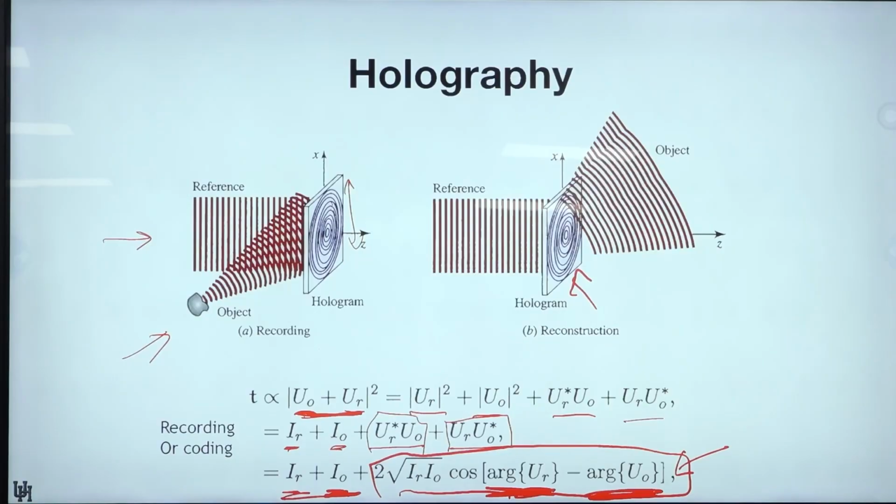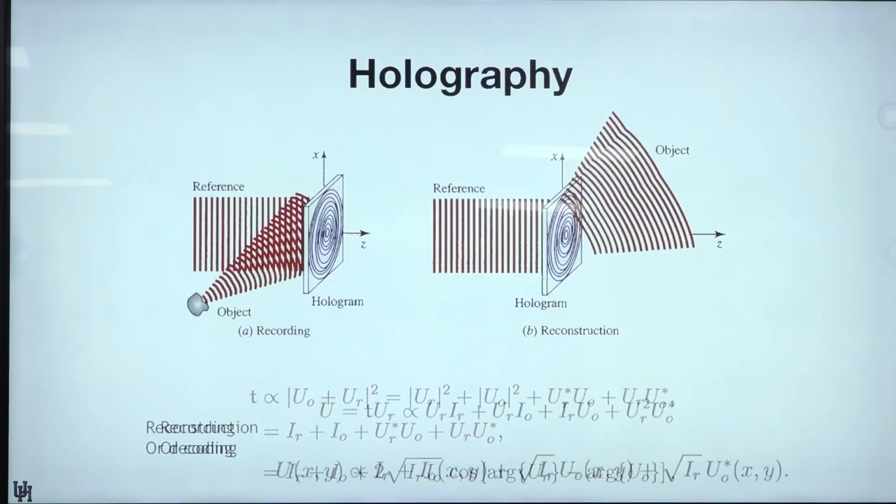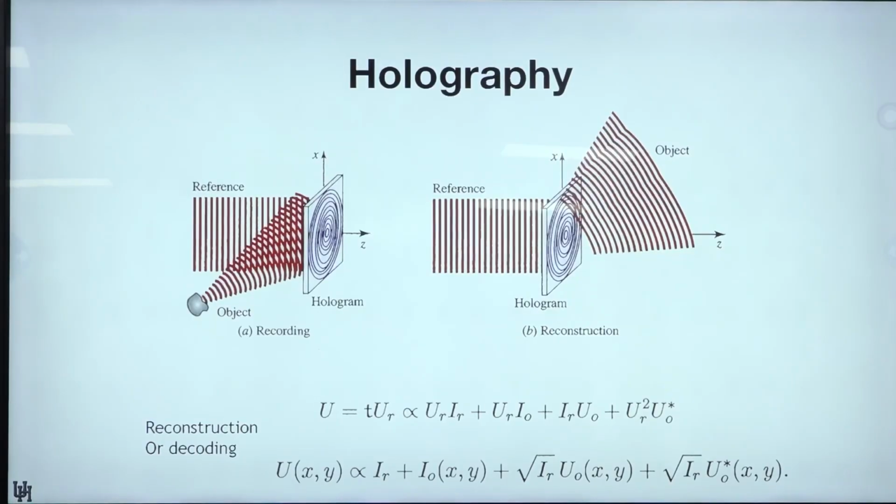So yeah, this is the process of recording. And then to do a reconstruction, meaning if you remove the object, then how does it work? What do you need to do to make it look like this? You just have to have the reference beam continue to be there.